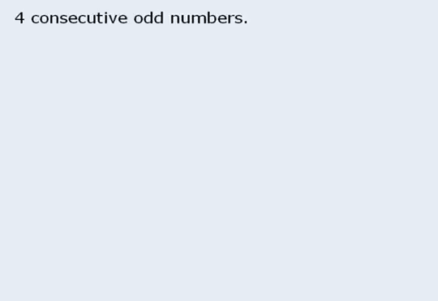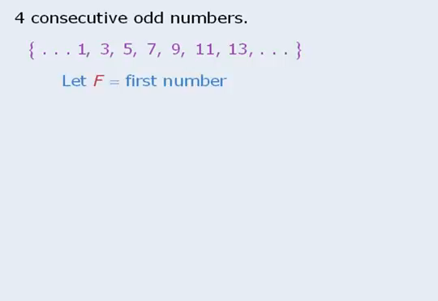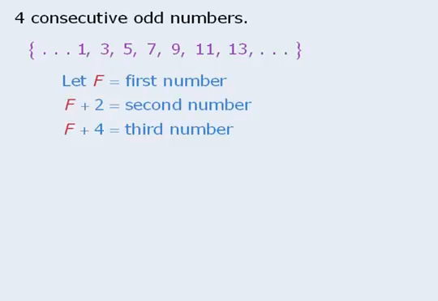How do we assign variables to 4 consecutive odd numbers? Well, notice that each consecutive odd number is 2 greater than the number before it. So if we let f represent the first number, then the second number will equal f plus 2, the third number will equal f plus 4, and the fourth number will equal f plus 6.